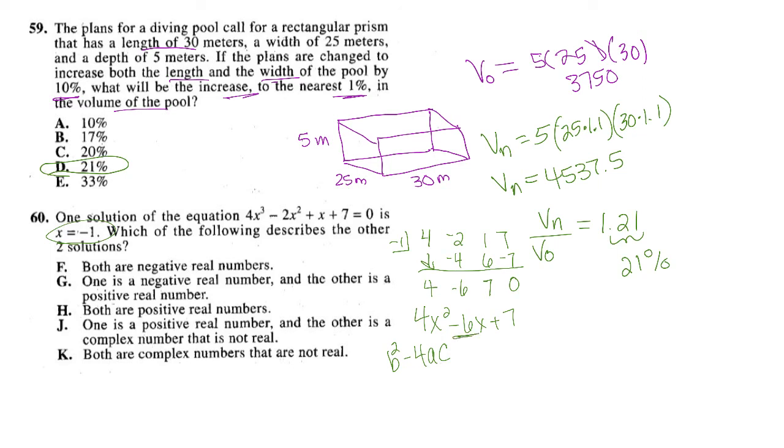So b squared, that's going to be 36 minus 4 times the product of a and c, which is going to be 28. This automatically we can reason is going to be less than 0. If that's less than 0, then we're going to have complex roots, because that's what's under the square root for the quadratic formula. So it looks like both are complex numbers that are not real. That should be our answer choice.